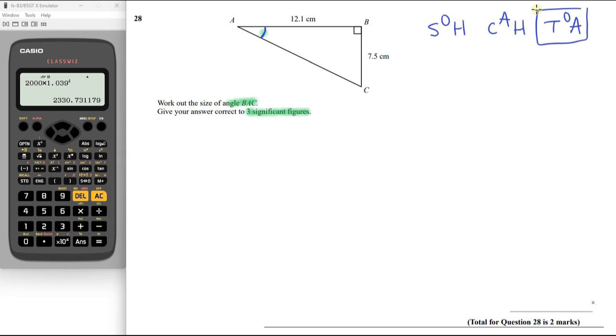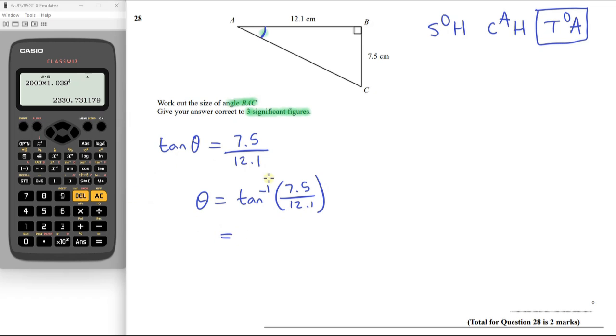It's this one over here. So we're going to use the tan function. So we can say the tan of our angle, let's just use our symbol theta, is equal to the opposite, which is 7.5, divided by the adjacent, which is 12.1. Now to work out our angle, we take the inverse tan. So it's going to be tan inverse of 7.5 divided by 12.1.